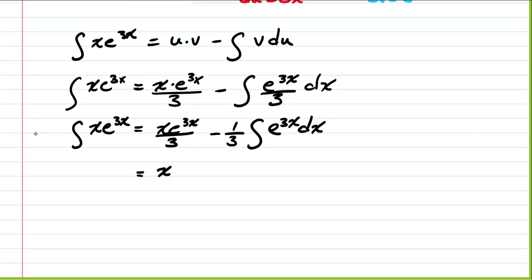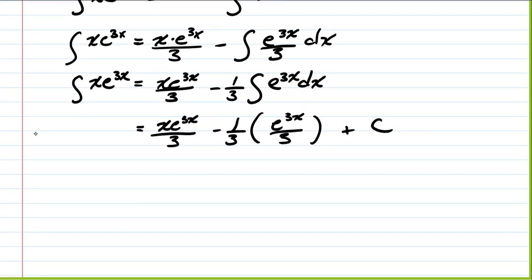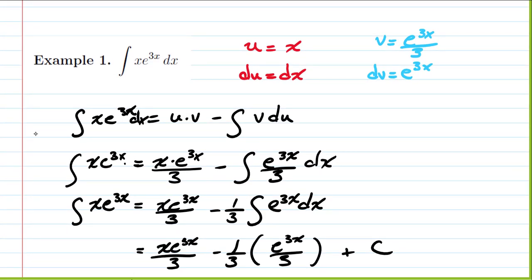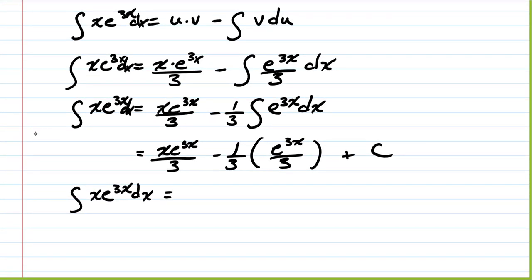So we finally get x e to the 3x over 3 minus 1/3 times e to the 3x over 3 again, plus our constant. I lost my dx that whole time, didn't I? dx is equal to x e to the 3x over 3 minus 1/9 e to the 3x plus c. So that would be our antiderivative of x e to the 3x.